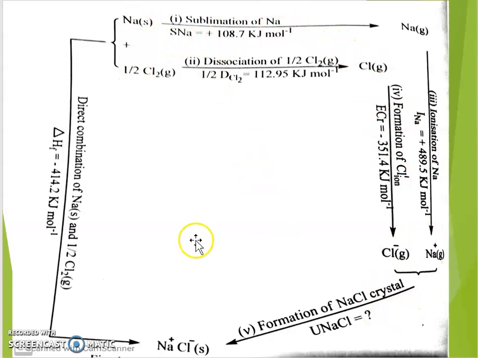This side is denoted by stepwise formation of NaCl, and on the left side is direct formation of NaCl, direct combination of sodium solid and half chlorine molecule to give NaCl, and heat of formation is equal to 414.2 kilojoule per mole. So students, in university exams compulsory questions are asked on this cycle for 4 marks. So keep in mind.